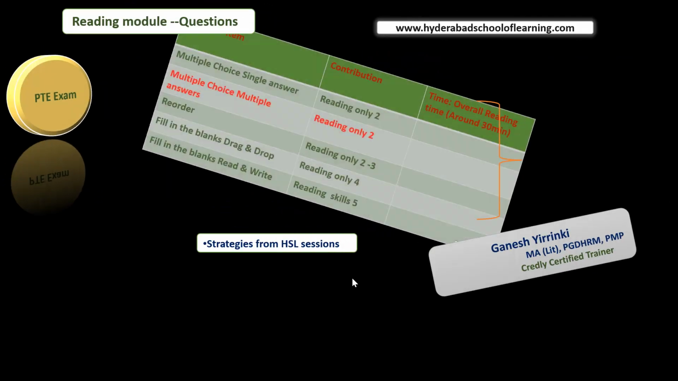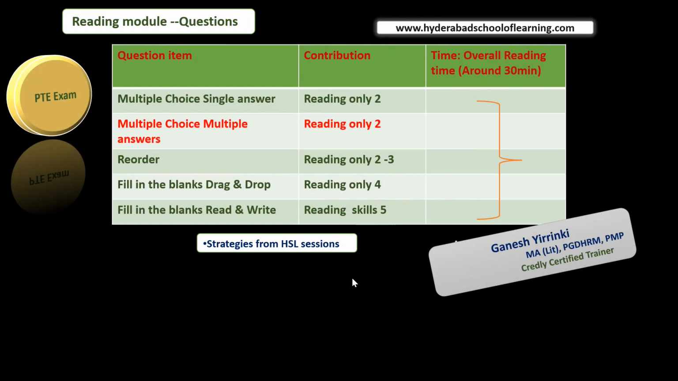And then when it comes to the reading module, there are 5 question types from which, of course, Pearson is likely to give you around 15 questions, and it can set the time for around 30 minutes. So there is no time for each question. And these are the 5 question types. There are not many major changes here except one. That is, all these 5 questions contribute only to reading score. Earlier, fill in the blanks reading and writing question used to contribute to writing, but now it contributes only to reading score.